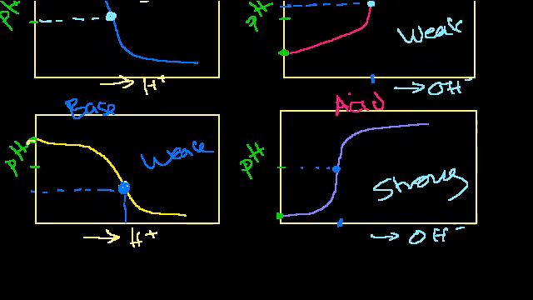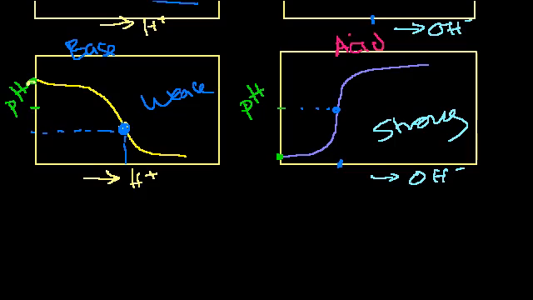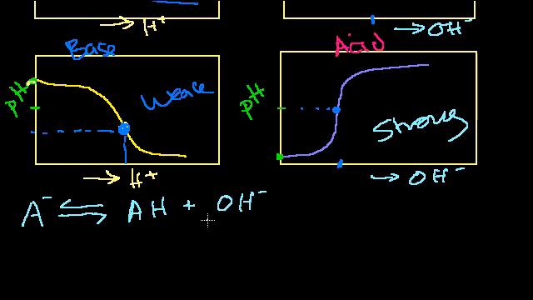And let me actually draw that reaction for you, just because that might be helpful. Remember, a weak base looks something like this. Maybe A minus is in equilibrium with AH. It grabs hydrogen ions from the surrounding water. Everything is in an aqueous solution. So if you add, say, hydrochloric acid to this, remember, HCl dissociates completely into hydrogen ions plus chloride anions.